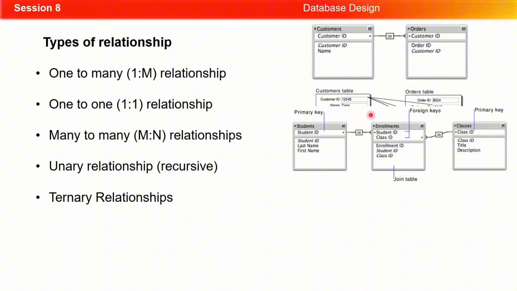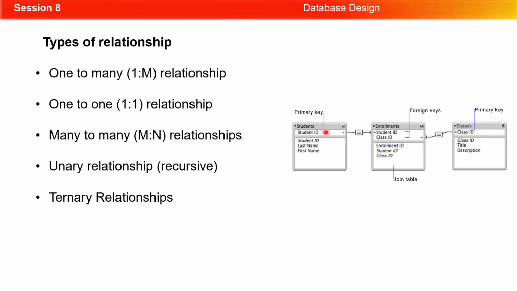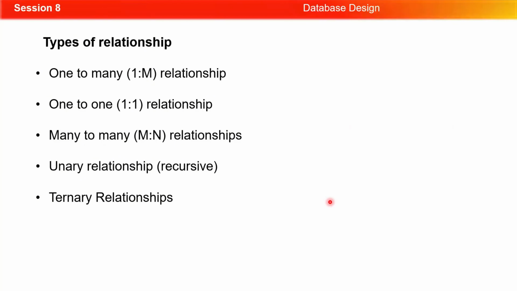There's also a many-to-many relationship. That is where we have a join table and a foreign key is involved. So we can see here how the many-to-many manifests itself. A unary relationship is when it's recursive. It's when a foreign key refers back to its own primary key, or there is a foreign key that references the primary key of the same table.